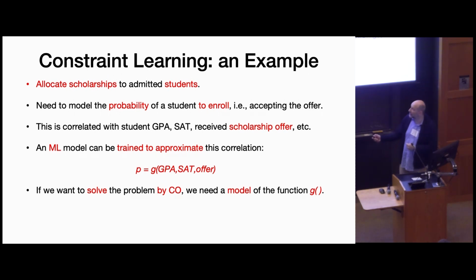I mean, you're using a function G that takes as input the GPA, the SAT, the offer, and whatever else type of features you want to use, and is able to do an approximation, essentially computing some prediction on the probability that the student is going to accept the offer. Okay, very standard. The problem is that the offer itself is a decision, right?